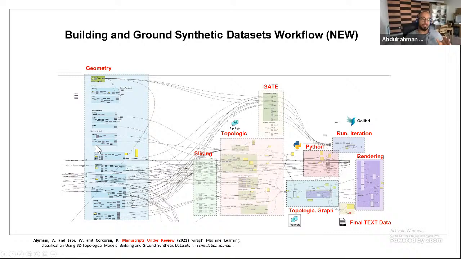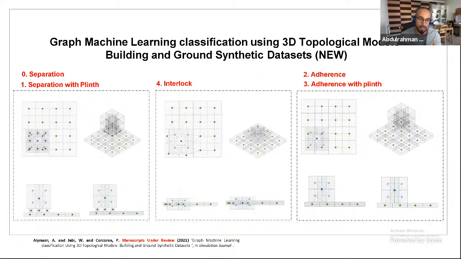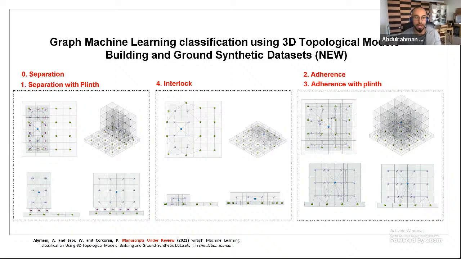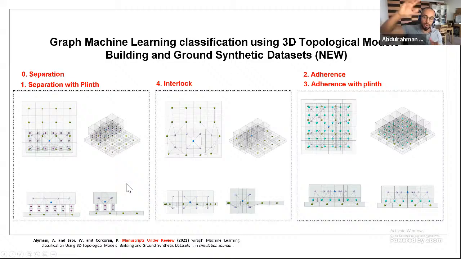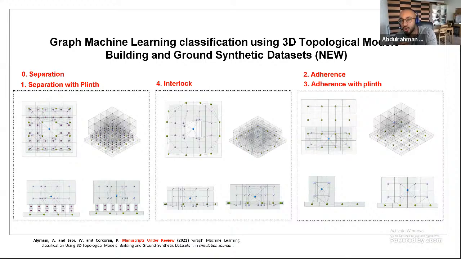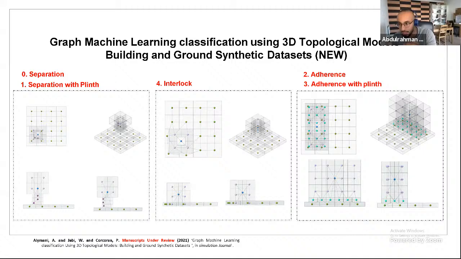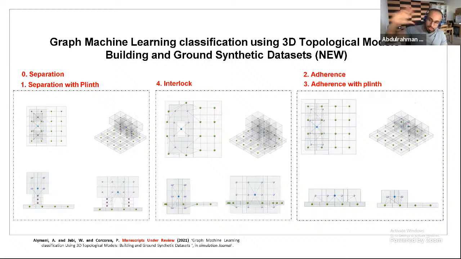And how much you need to simplify this geometry depends on your geometry. But the way that I'm doing it here, I simplify the building into different rooms, as you see here, different rooms and 2-3 floors. So I simplify it into just one cell complex. It depends on what you want to classify, what the problem is. Here, you want to classify the building and the ground and the relationship between them.